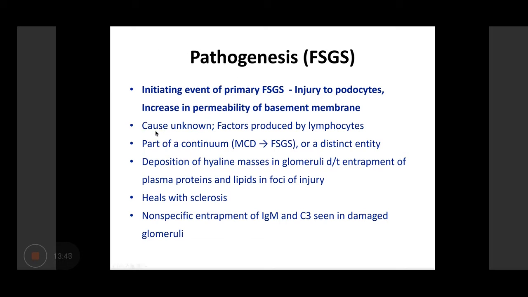One important point that you must be aware of, that the entire disease process of MCD to FSGS is a part of a continuum. And many patients present first with MCD, and eventually, as the disease progresses, they go on to develop focal and segmental glomerulosclerosis.